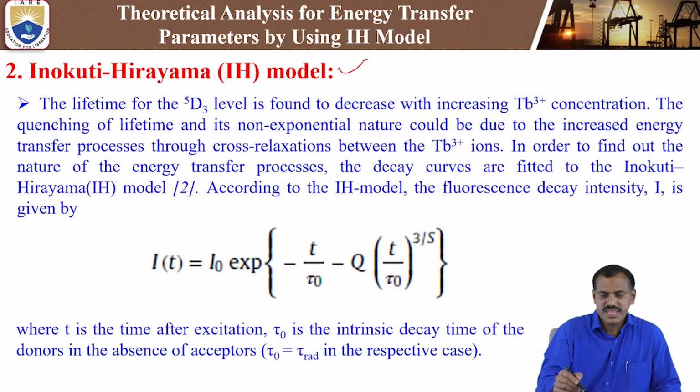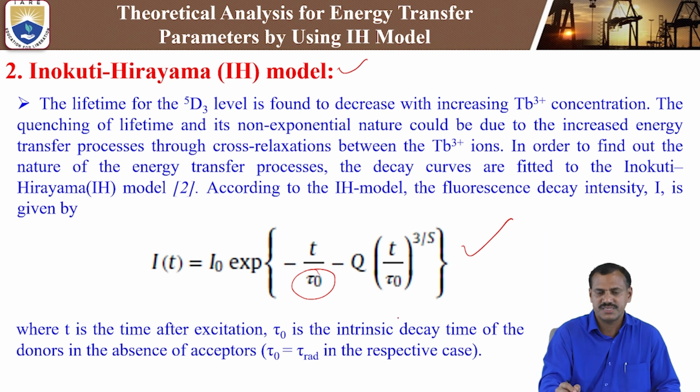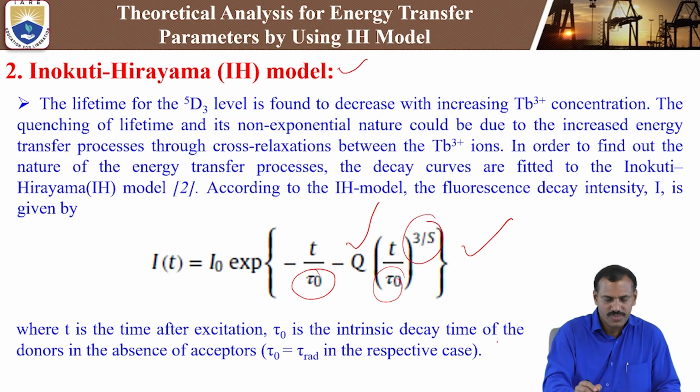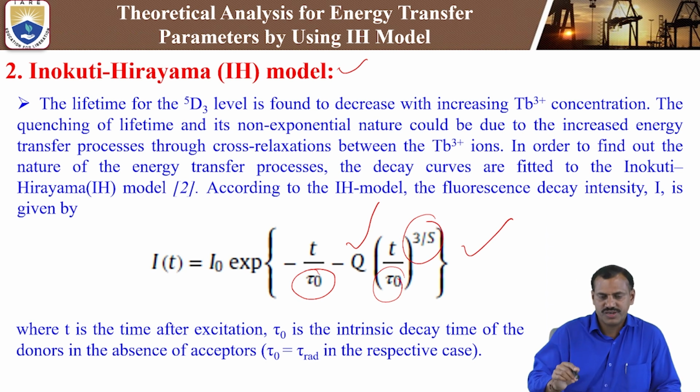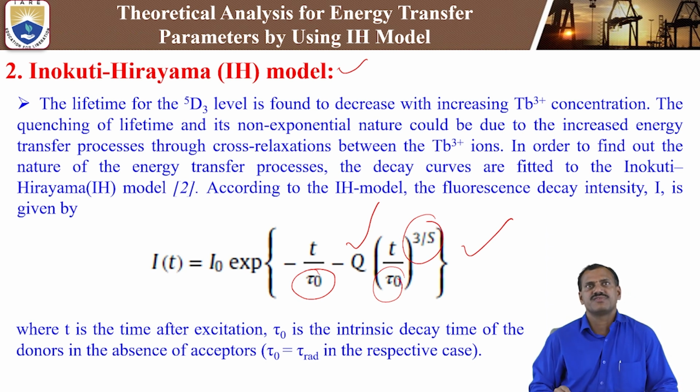This is the equation for the IH model: I of t equals I naught, the intensity of the lower energy level, times exponential of minus t by tau naught minus Q times t by tau naught to the power 3 by s. Tau naught is the luminescence decay time, particularly in the case of terbium 3+. Q is the energy transfer parameter. The 3 by s is important, where s indicates the dipole parameter, dipole-quadrupole. This is the important parameter to study the energy transfer.